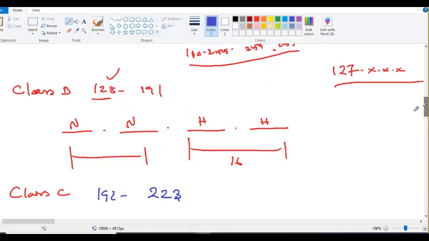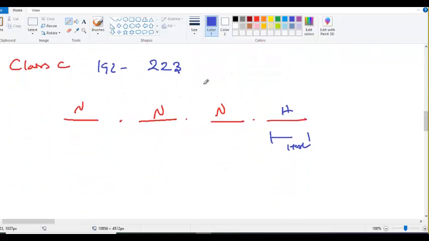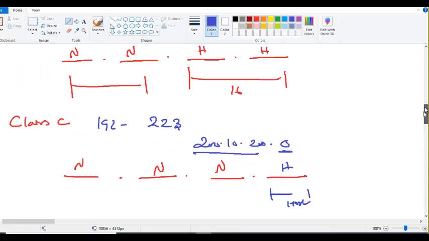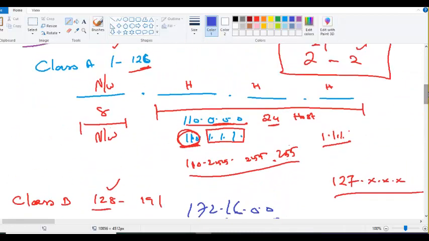Here, for Class B, the example is 172.16.0.0. For Class C, the example is 200.10.200.0 network. In this, two octets are the network and two are the host portion. In this, three are the network and one is the host portion. In Class A, only the first is network, the remaining are host portion.